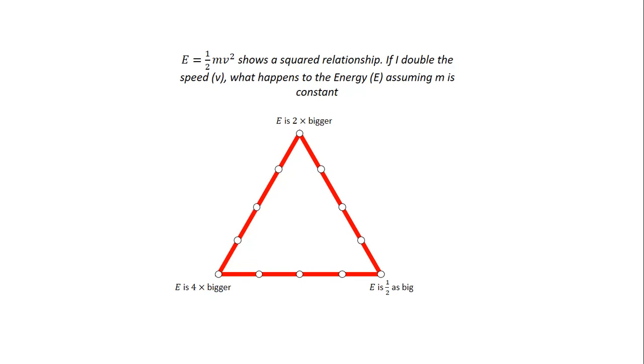E equals a half mv squared shows a squared relationship. If I double the speed, what happens to the energy, assuming m is constant?